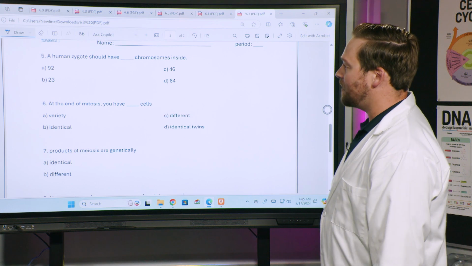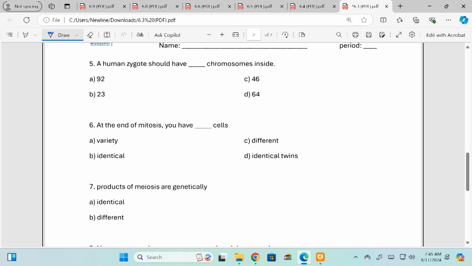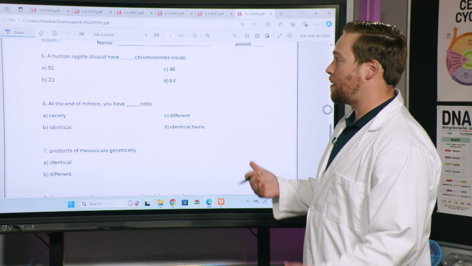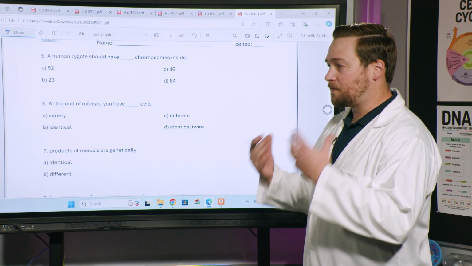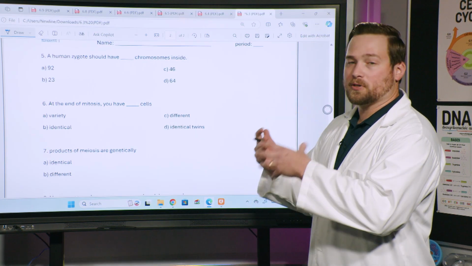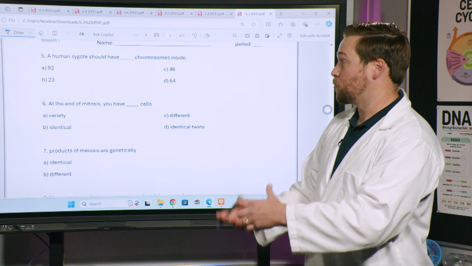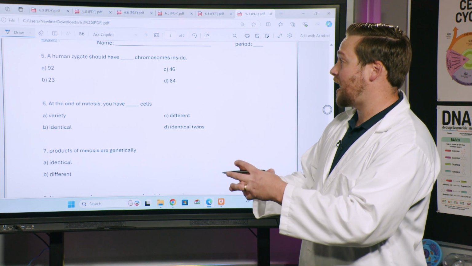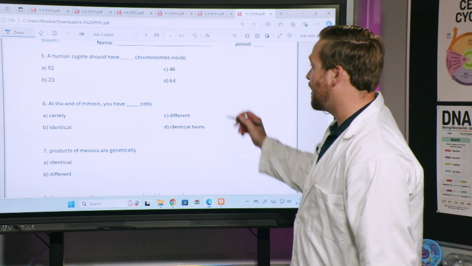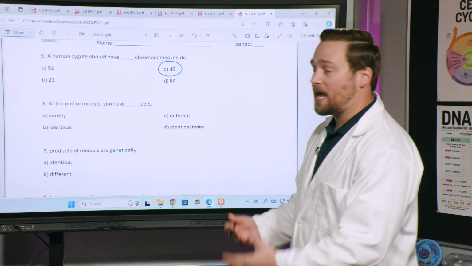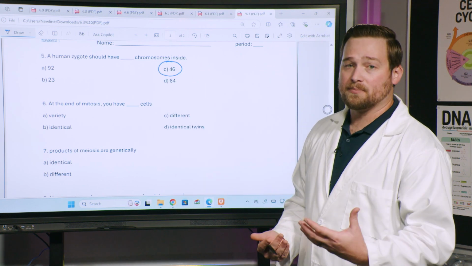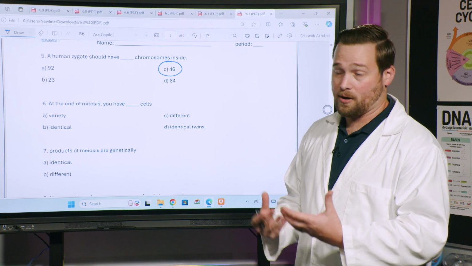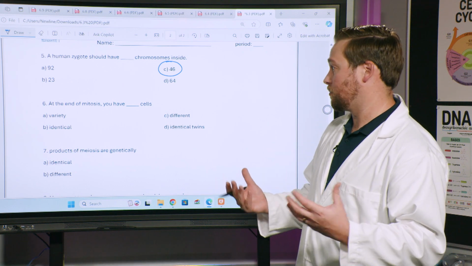Okay, so number 5, this says a human zygote should have how many chromosomes inside? Okay, well remember a zygote, this is the first time an organism is made in the mother's womb. An egg and a sperm come together, okay? And for humans, how many chromosomes should a zygote have? It's 46, right? Humans have 46 chromosomes. Sometimes people say 23 pair, but it's the same thing, 46 total, right?